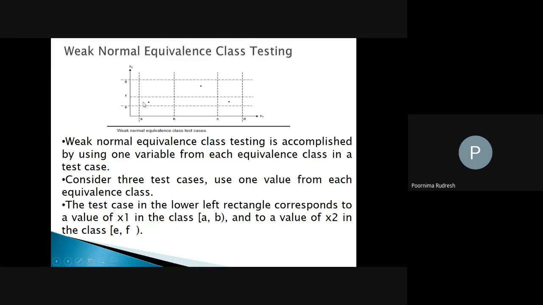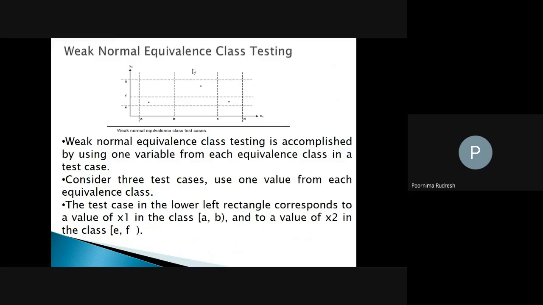Okay, that's why the value a is treated as the first minimum value for x1, and b is treated as the open variable. Why? Because the value of b can be extended up to c or up to d. So the test case in the lower left rectangle corresponds to the value of x1 in the class square bracket of a comma b and the parenthesis, and the value of x2 in the class is e and f. Here e is represented with the square bracket and f with the parenthesis. This indicates that e is fixed and the f value can be extended or changed up to g.